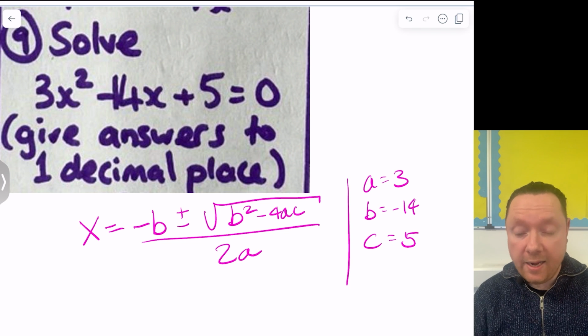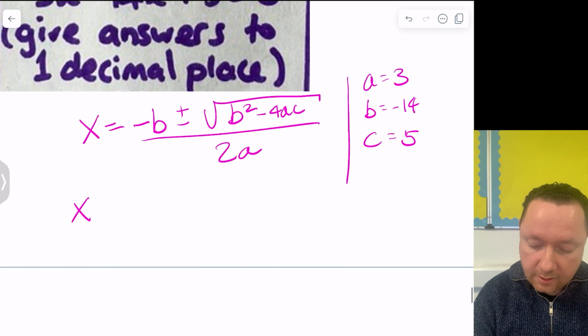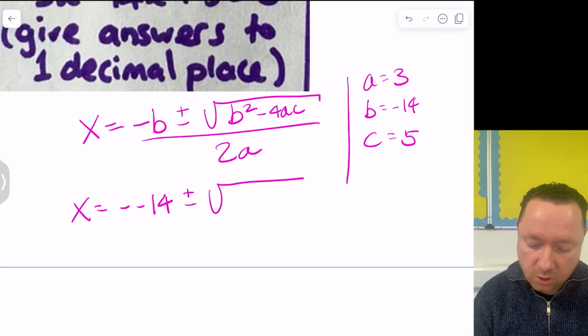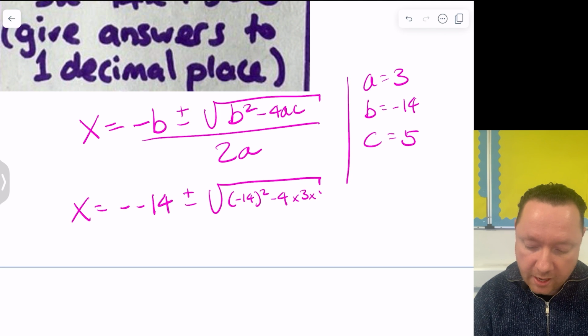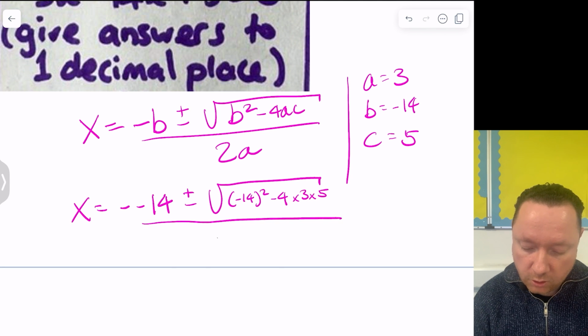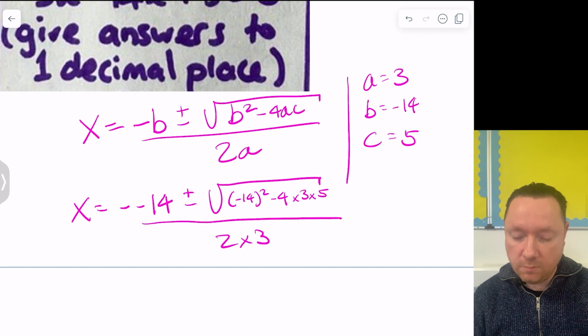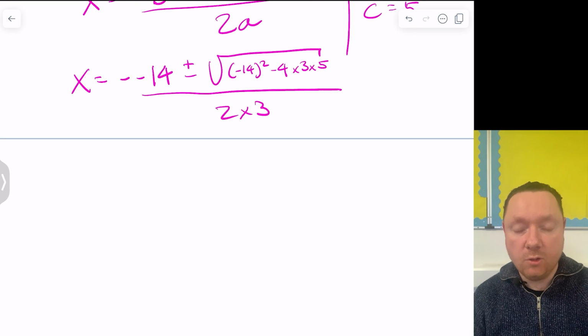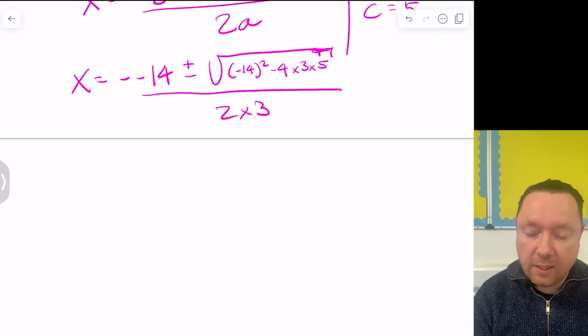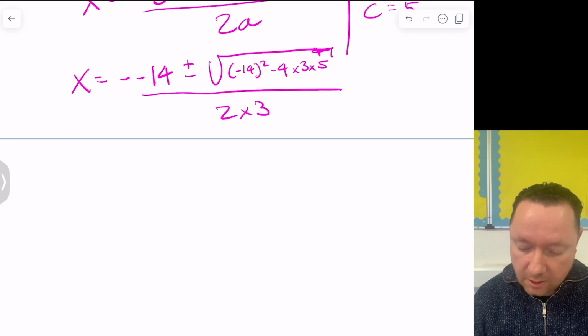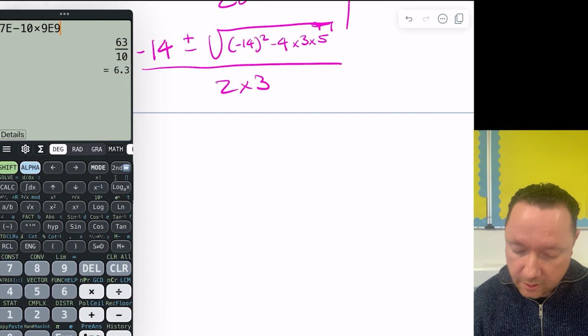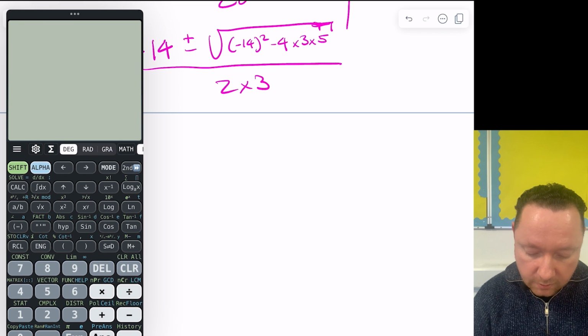So I just substitute in. That gives me minus 14, watch out for double minuses, plus or minus the square root of minus 14 squared minus 4 times 3 times 5, all over 2 times 3. You usually get a mark for the substitution. So now I usually work out the bit under the square root sign first, because that's called the discriminant and you get a mark for getting that bit correct. So using my calculator, I've got minus 14 squared, so make sure it's in brackets.